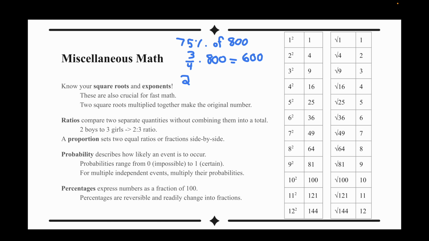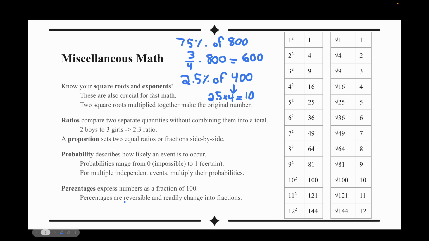If I was asked for 2.5% of 400, I would use a trick I call the 1% trick. I know that 1% of 400 is 4, and then I need 2.5 times that. I multiply those together and I get 10. 2.5% of 400 is 10.